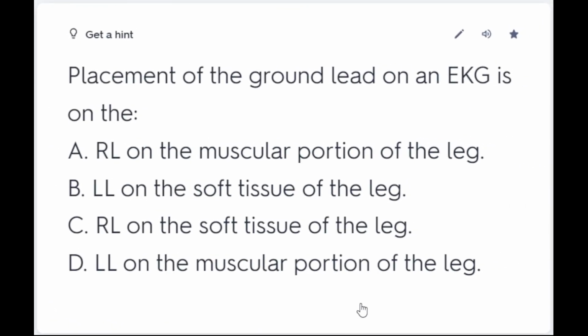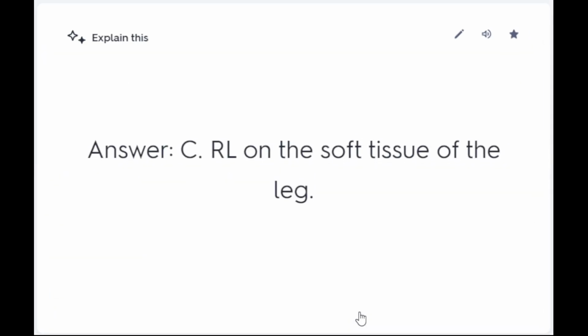Placement of the ground lead on an EKG is on the A. RL on the muscular portion of the leg, B. LL on the soft tissue of the leg, C. RL on the soft tissue of the leg, D. LL on the muscular portion of the leg. Answer C. RL on the soft tissue of the leg.